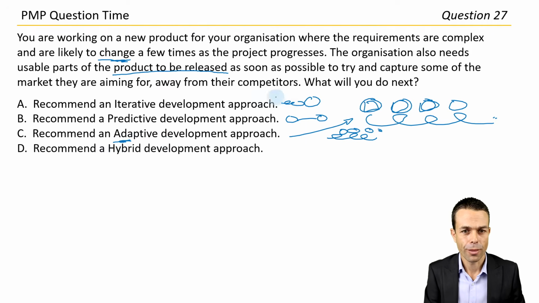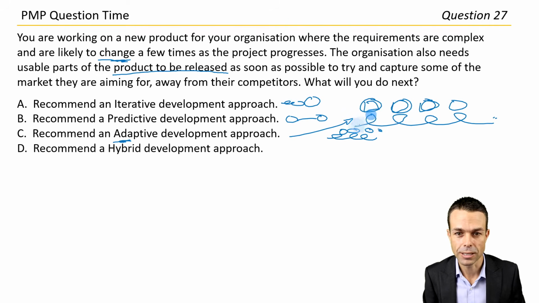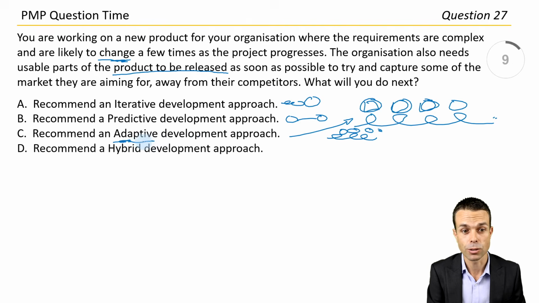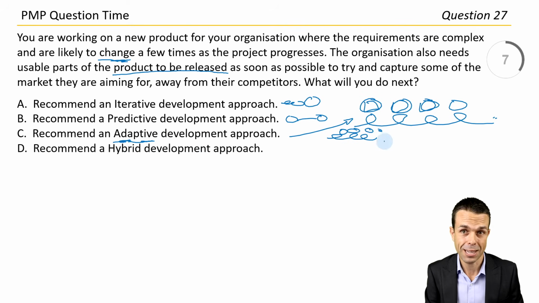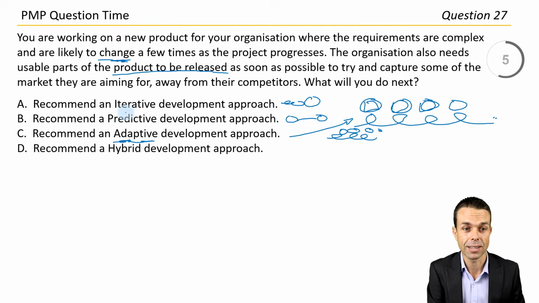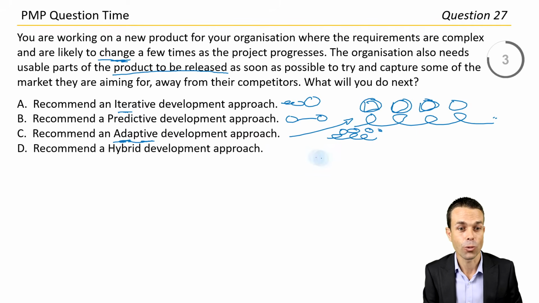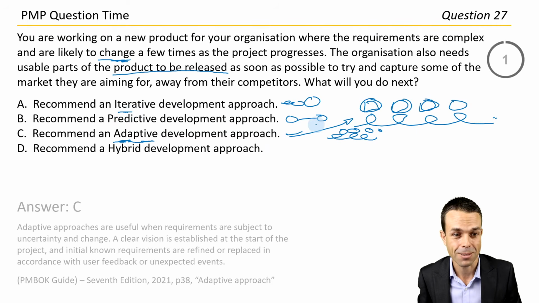So based on that, we don't have an incremental option here, but we do have an adaptive or agile approach, which is increments plus feedback or increments plus iterations. I think we're going to go with answer C based on that.